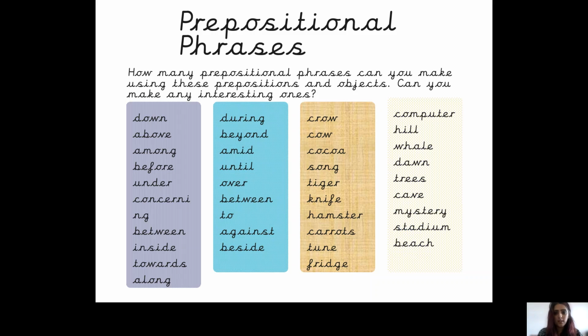I have a few words in four columns. I'd like you to make interesting sentences using prepositional phrases. You have some objects and some prepositions. Remember, if you're going to write a sentence, it can't be what? Boring. I want the most exciting sentences that you could find. Remember, no verbs.